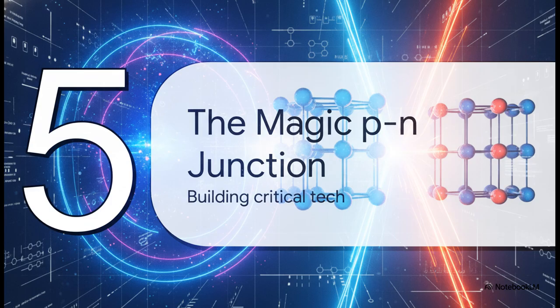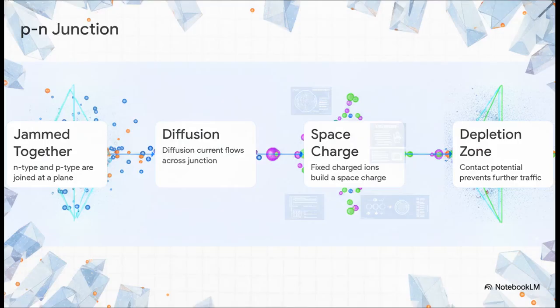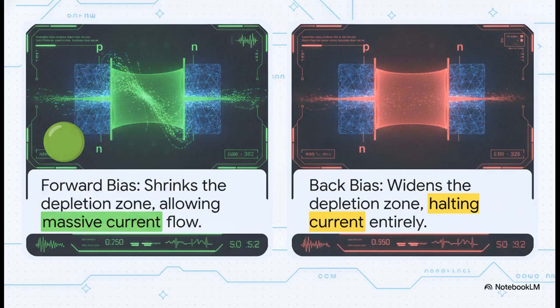Now we reach the absolute climax of this explainer. Part 5. The magic PN junction. When you jam an N-type and a P-type semiconductor together at a single junction plane, this incredible instantaneous sequence kicks off. Immediately, a diffusion current flows as electrons rush across to fill the holes on the P side. But this sudden movement leaves behind fixed charged ions, which builds up a space charge. This instantly creates a depletion zone right at the border, a barrier with its own built-in contact potential that literally blocks any further traffic.